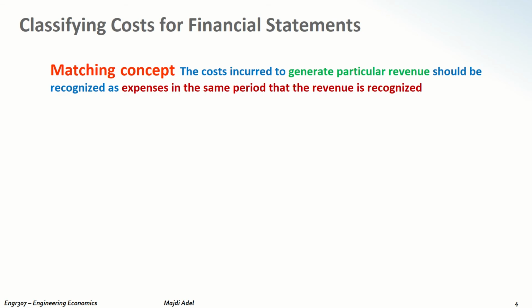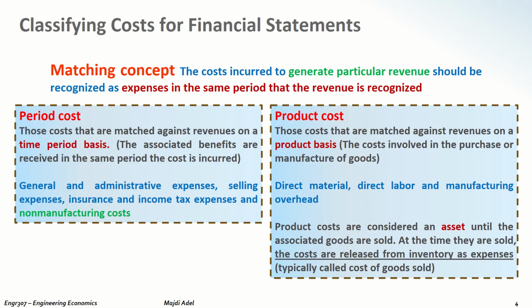This classification is used for general purposes, but for financial statement purposes, we have another classification that depends on the matching concept. The matching concept states that the cost is considered as a cost once it is incurred. Therefore we have two classifications: period cost and product cost. Period cost is what I have to pay on a periodic basis, and every non-manufacturing cost is classified as period cost.